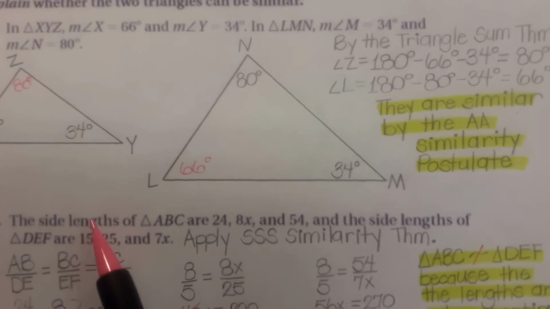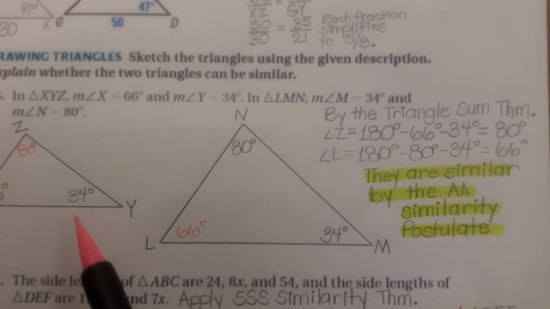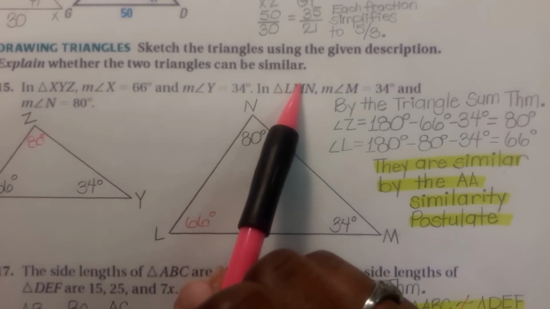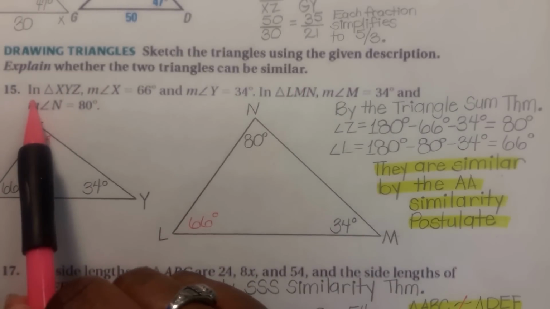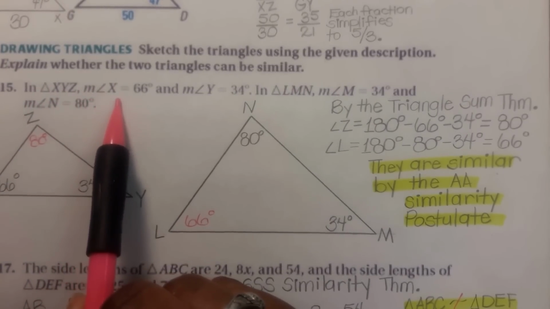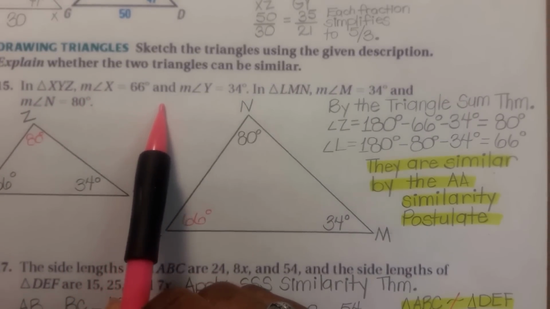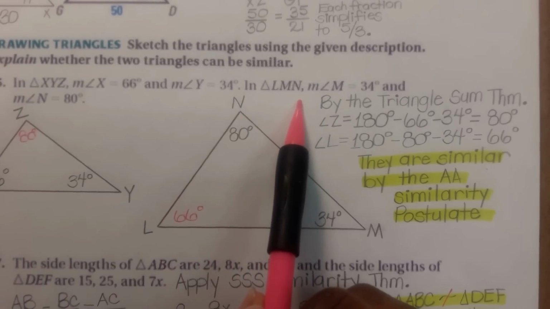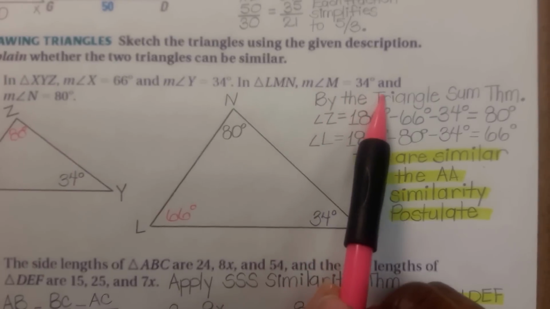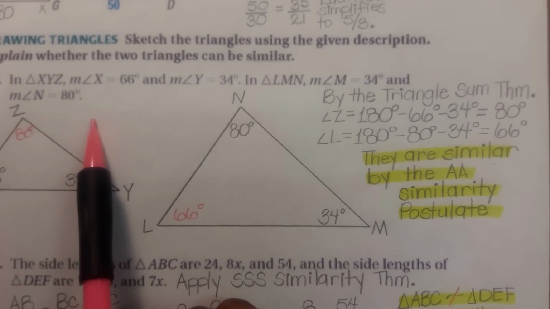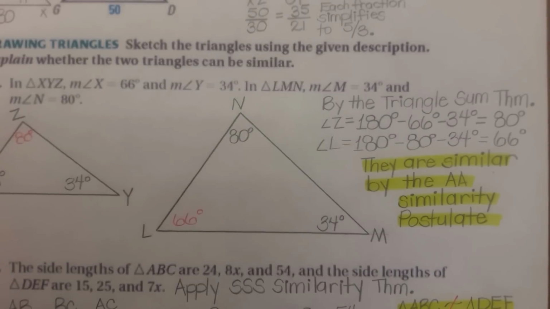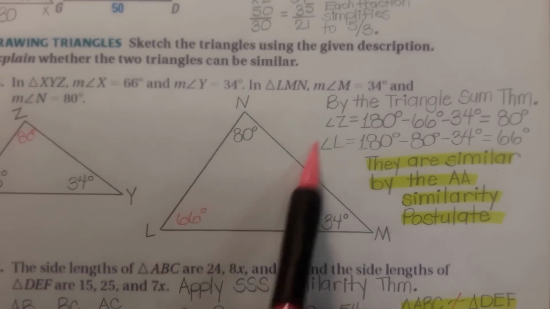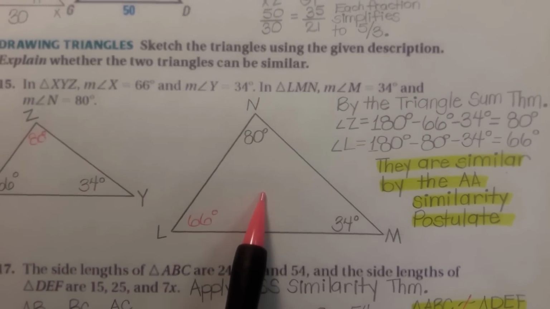Look at number 15. 15 says, sketch the triangle using the given description. Explain whether the two triangles can be similar. So in triangle XYZ, the measure of angle X equals 66 degrees, and the measure of angle Y equals 34 degrees. In triangle LMN, the measure of angle M is 34 degrees, and the measure of angle N is 8 degrees. A lot of information. So you definitely need to sketch these two triangles so you can include all the information to the triangles.